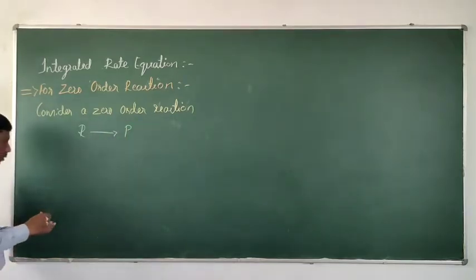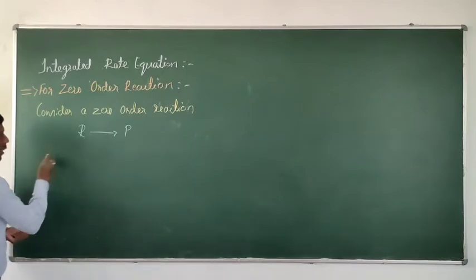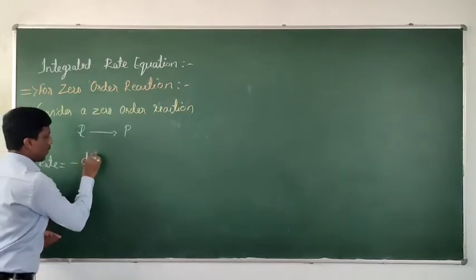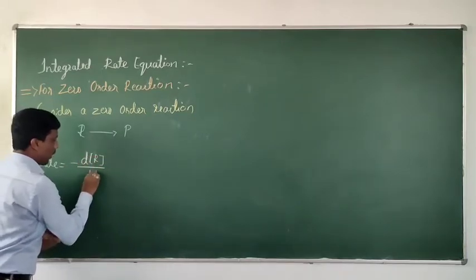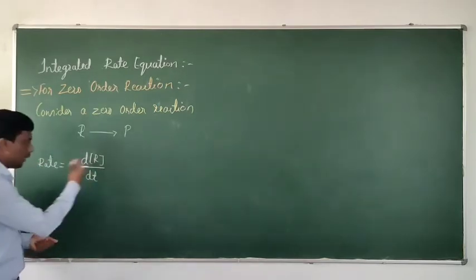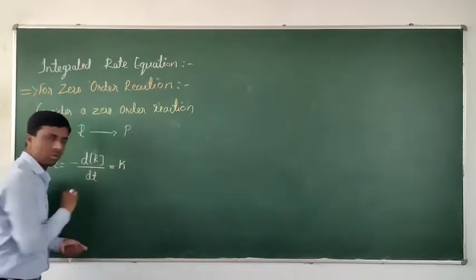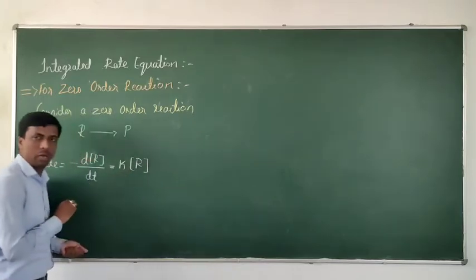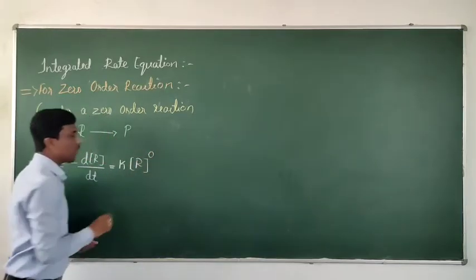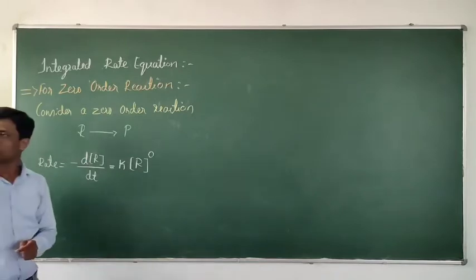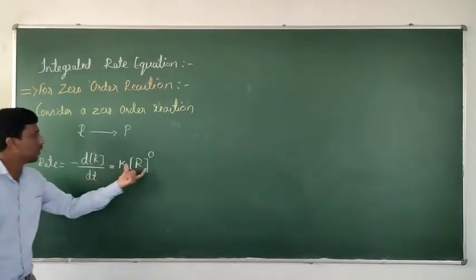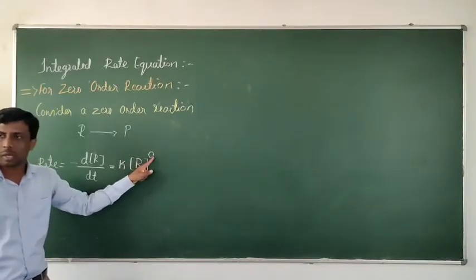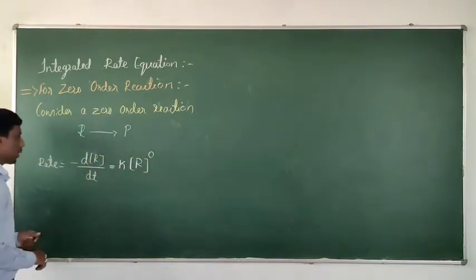The rate is given by rate equal to minus dR divided by dt, that is equal to K into the molar concentration of R to the power 0. Again, it is a zero order reaction. It means the rate is independent of the molar concentration of the reactant. That's zero, because it is a zero order reaction.